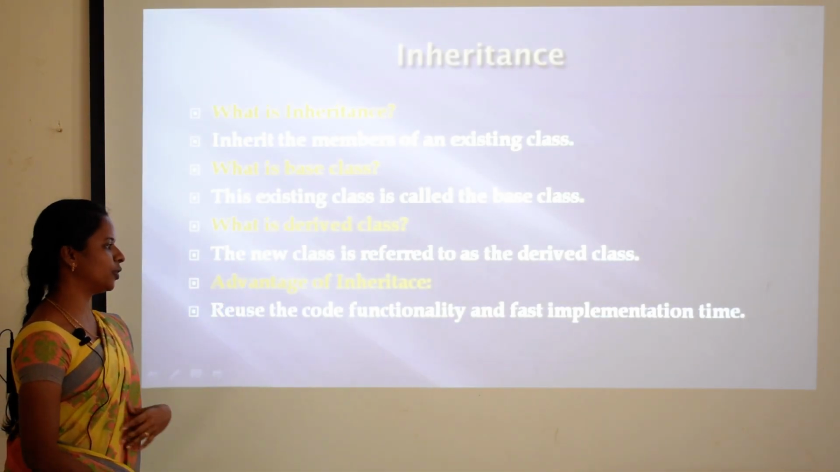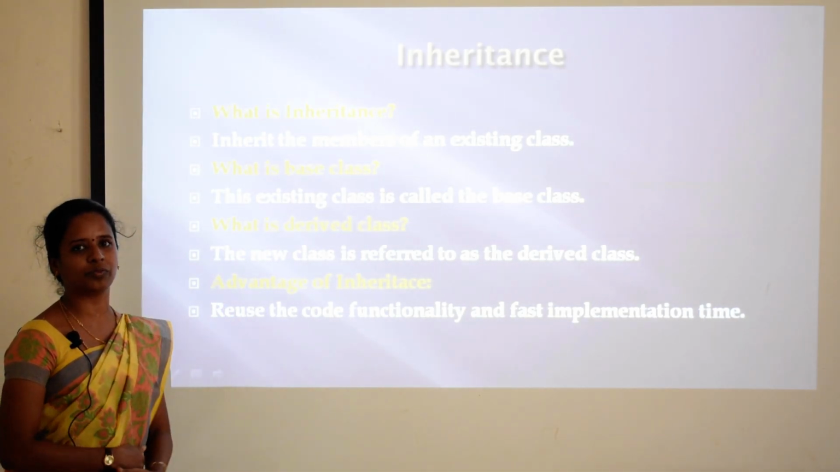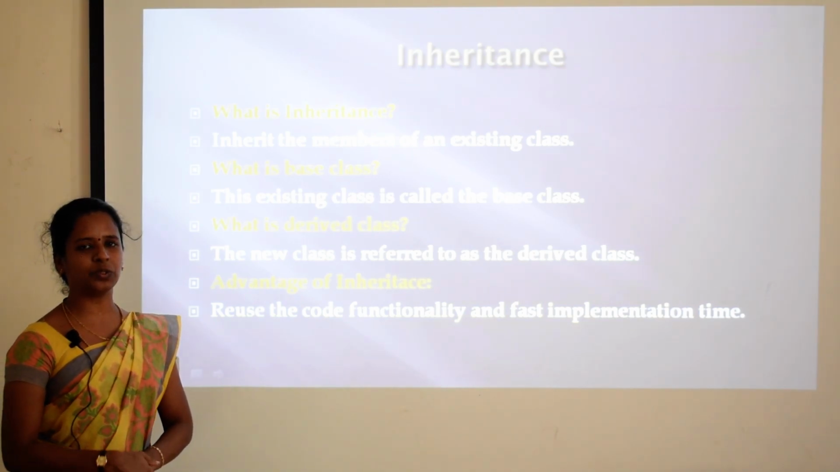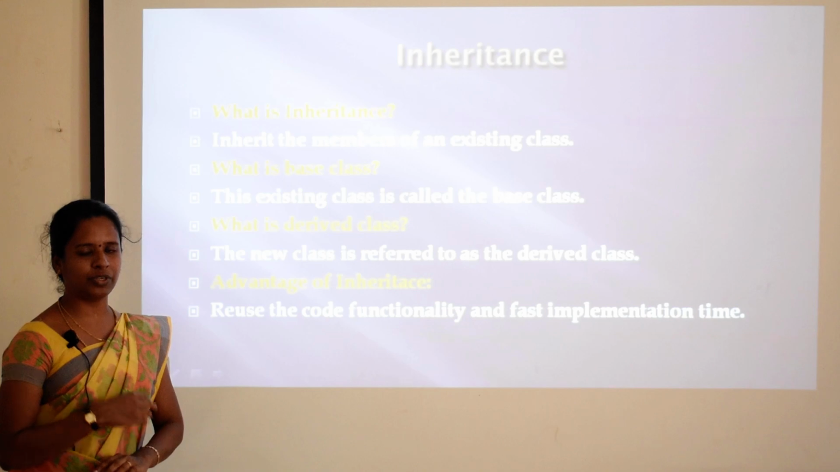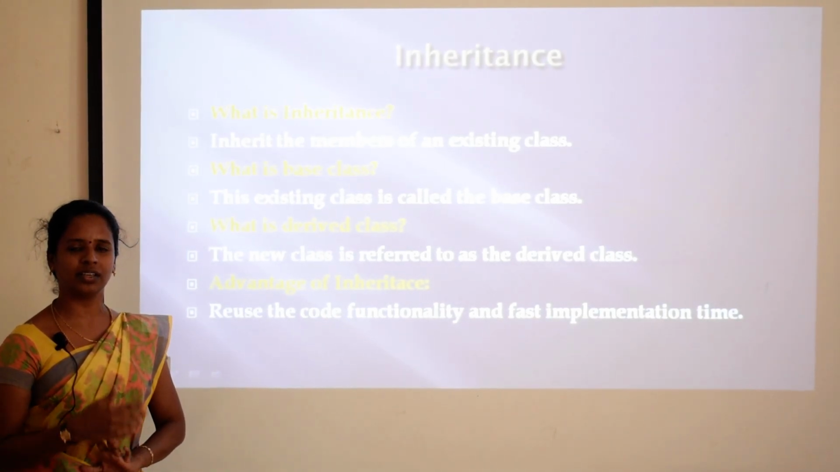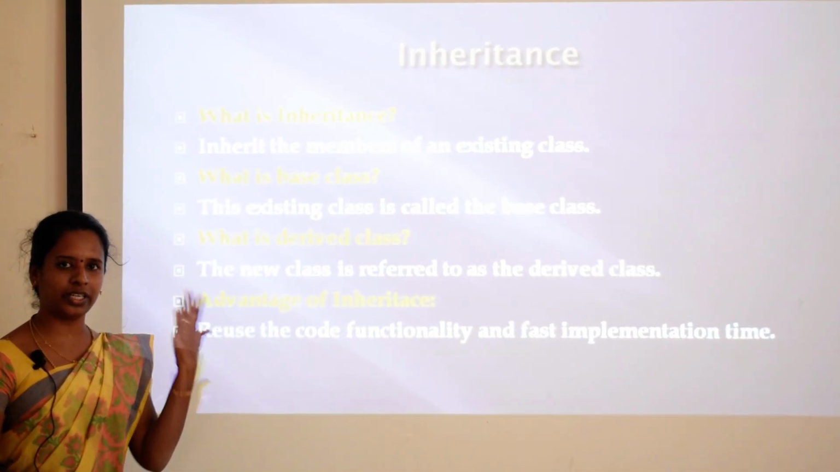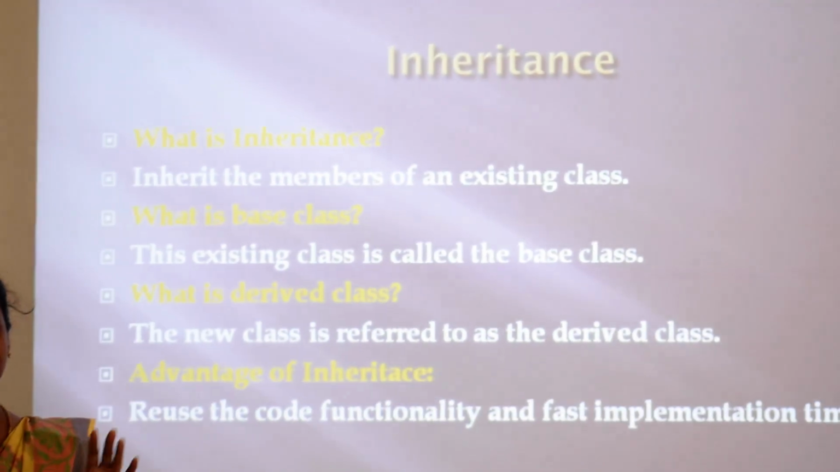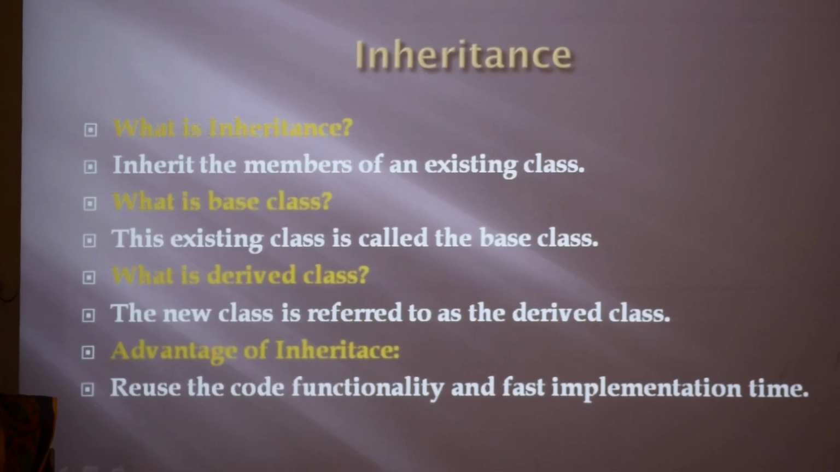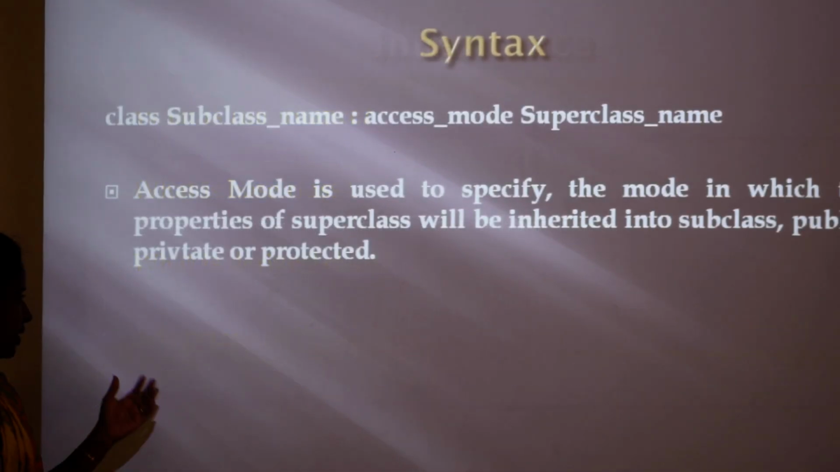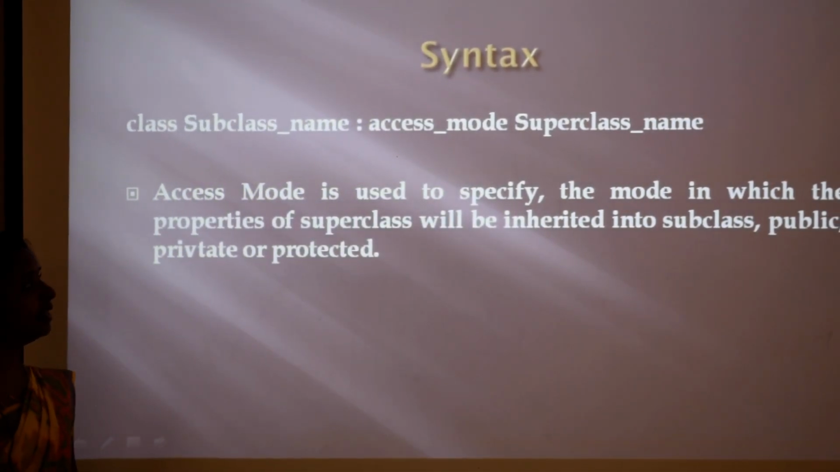What are the advantages of inheritance? What is the main purpose of inheritance? Inheritance is mainly used for the purpose of reusability of code, so that we don't have to repeat the coding for all the classes. If we have already created the code for the existing classes, we can inherit the properties, meaning the data members and their methods, in the derived class. So that is the main advantage of inheritance.